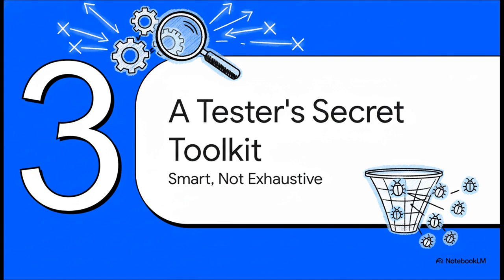So how in the world do they manage that risk? I mean, how can they possibly check every single thing a piece of software can do? Well, the short answer is they can't. And that's exactly why they have to be so clever about it. This is where their secret toolkit comes into play.